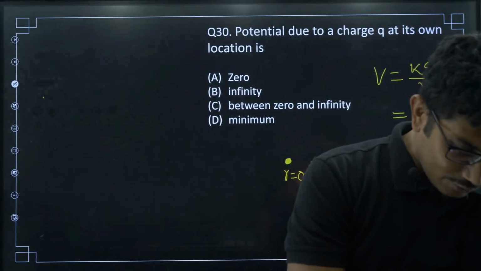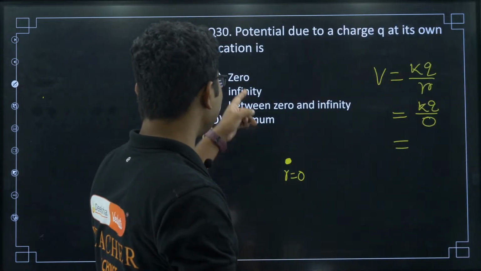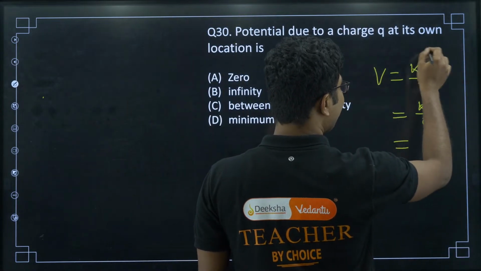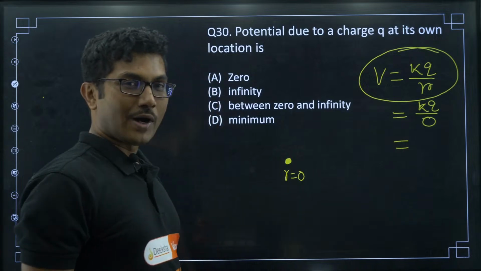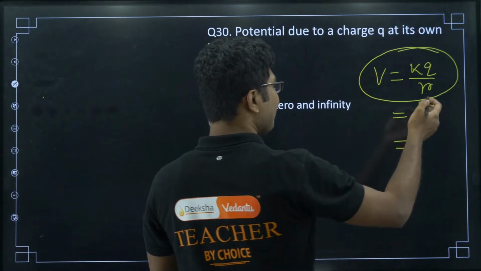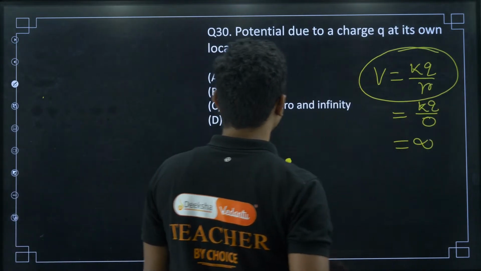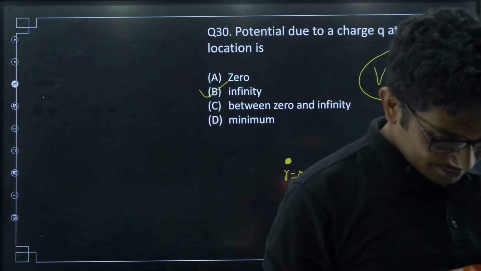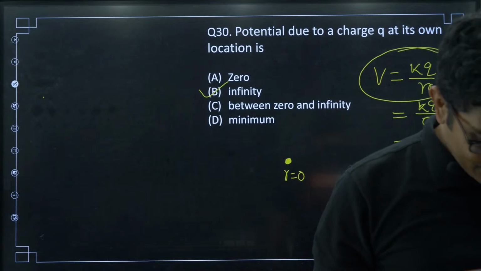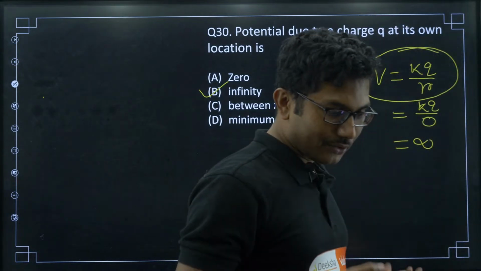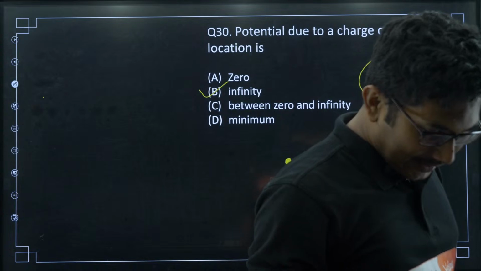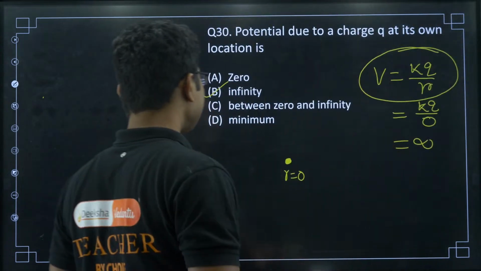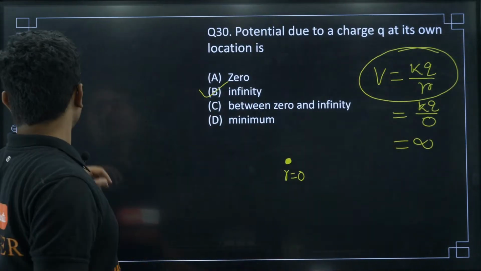R becomes 0 means it is not 0, it is 1 by 0. Potential is 1 upon r, right? So, 1 upon r means it will become infinity. 30B is the answer, right? R is 0 means it will be infinity. No Pooja, no Aditya, Keshav answered it correctly. Yes, it is infinity. Okay.